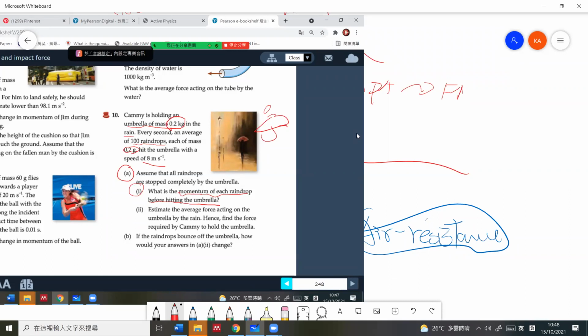For A1, we need to find the momentum of each raindrop. Since momentum equals mass times velocity, the mass is 0.2 grams, so 0.2 over 1,000 kg. The velocity is 8, so the momentum is 1.6 times 10 to the negative 3. What's the unit? Kitty, what's the unit of momentum?